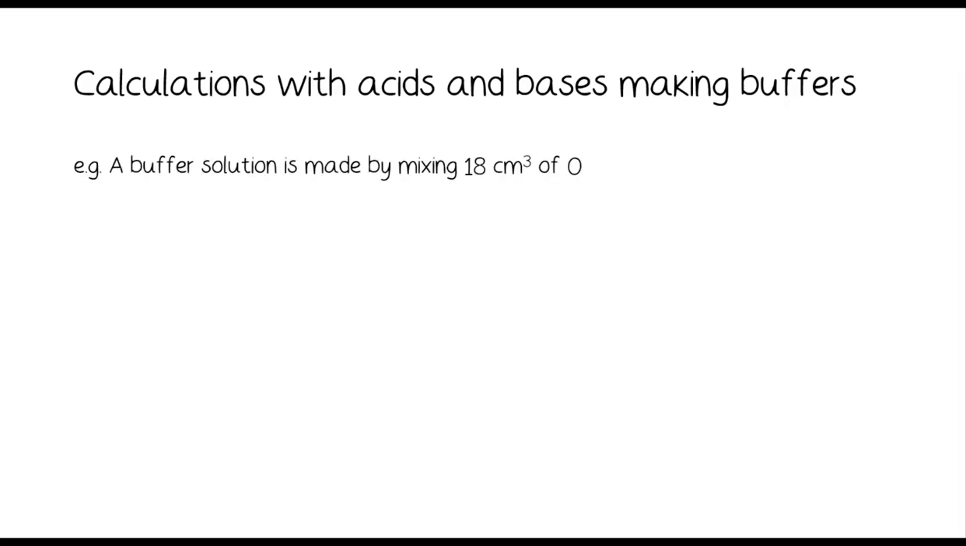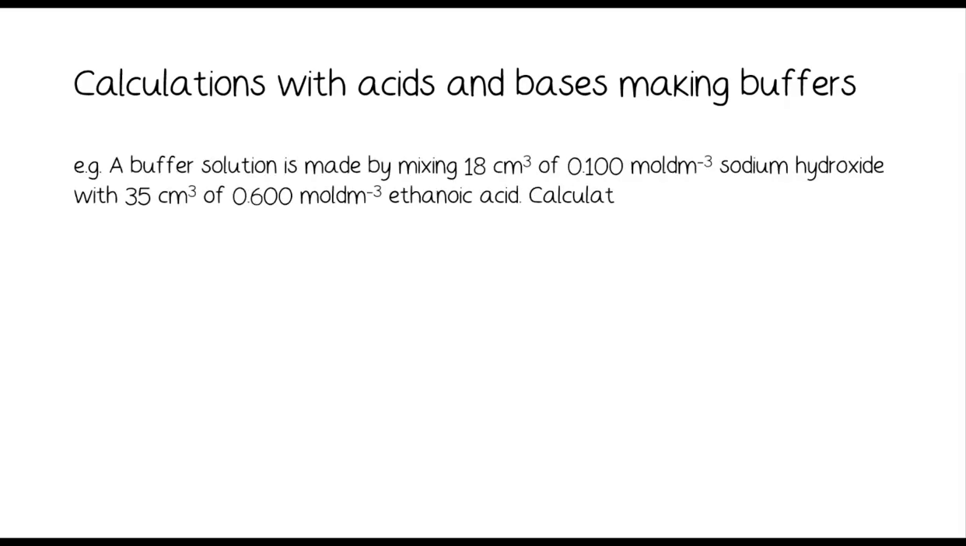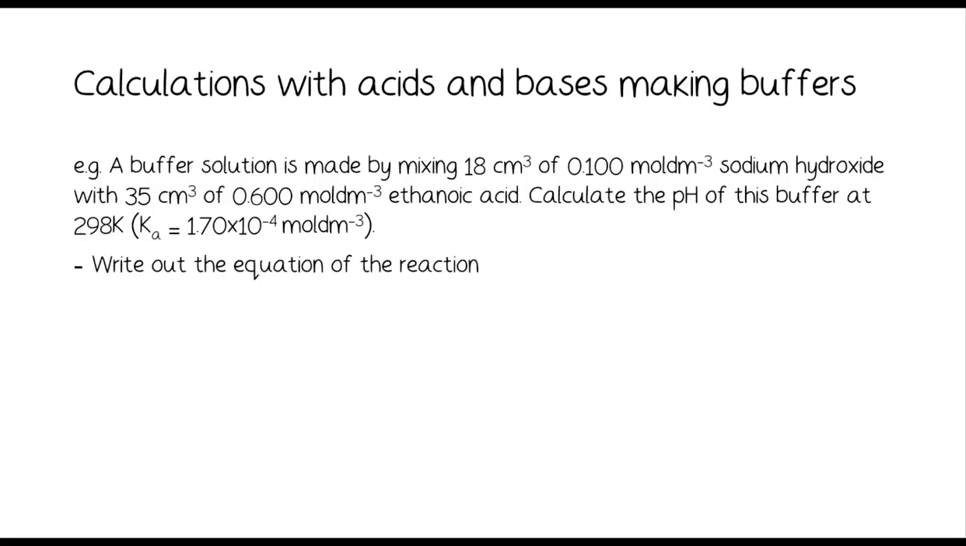A buffer solution is made by mixing 18 centimeters cubed of 0.1 moles per decimeter cubed sodium hydroxide with 35 centimeters cubed of 0.5 moles per decimeter cubed ethanoic acid. Calculate the pH of this buffer at 298 Kelvin, and the Ka here is 1.7 times 10 to the minus 4. Because they have a weak acid and they've mixed it with a strong base, we need to use this technique. So as always, write out the equation of this reaction that's going on.